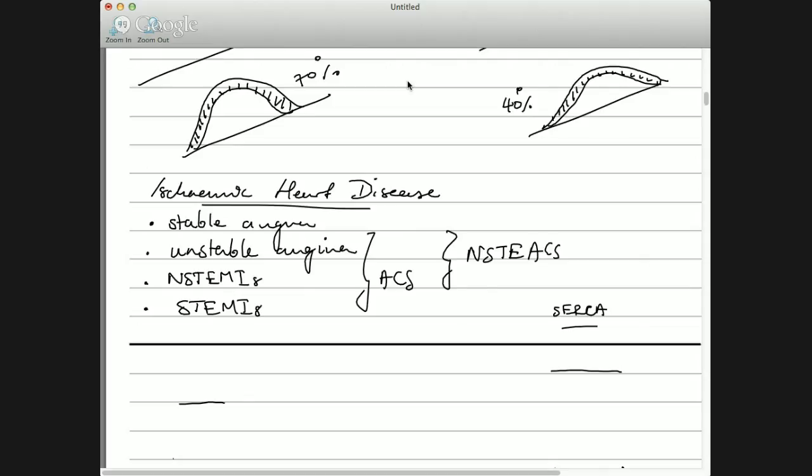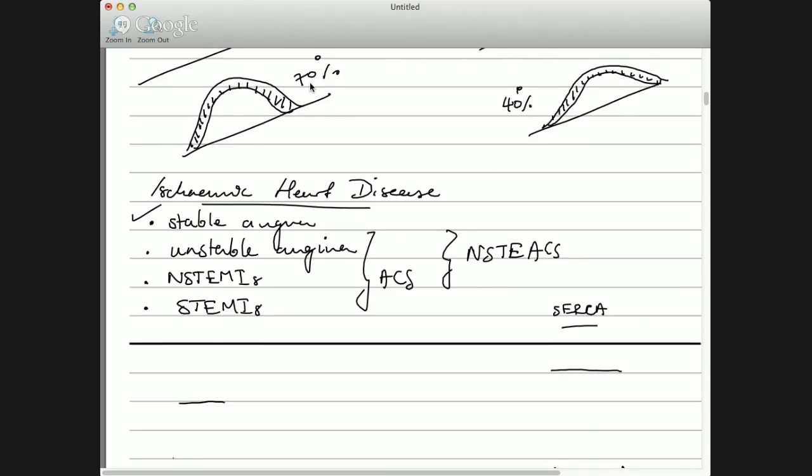Which is why, when you ask a patient on history after what level of exercise they get chest pain, ischemic symptoms, you think it's stable angina if they get ischemic symptoms after the same level of exertion every single time. Makes sense? That is stable angina. Now, this may slowly get worse and worse over time when your atheroma starts getting bigger and bigger.